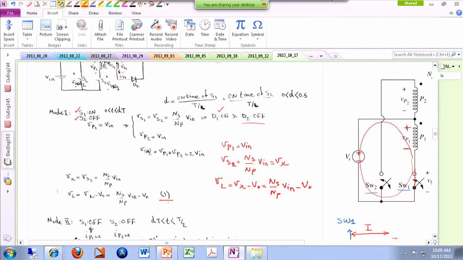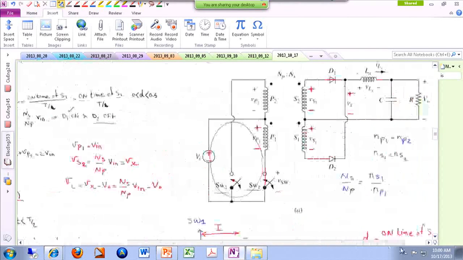All right, so this is all about mode number 1. Kind of like the buck topology. If you turn the switch on, you will have some sort of a positive voltage over here which reverse biases the diode and everything works out.